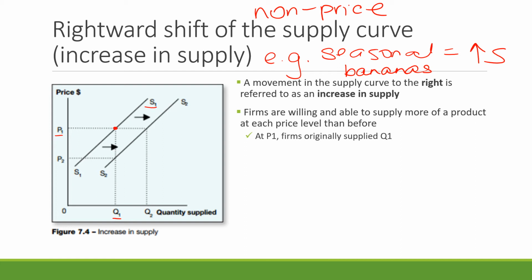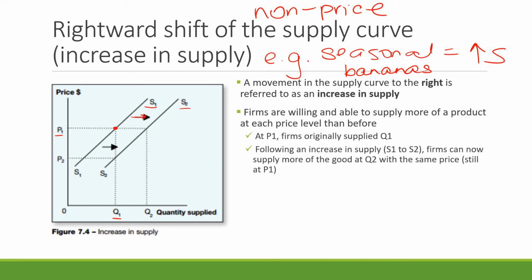but as a result of that increase in season of bananas, we now see a whole shift of the supply curve to the right. So we're now at S2 in terms of our supply curve. That now means that still at this price, they're now able to produce Q2 as a result. Now that's the first thing that happens.